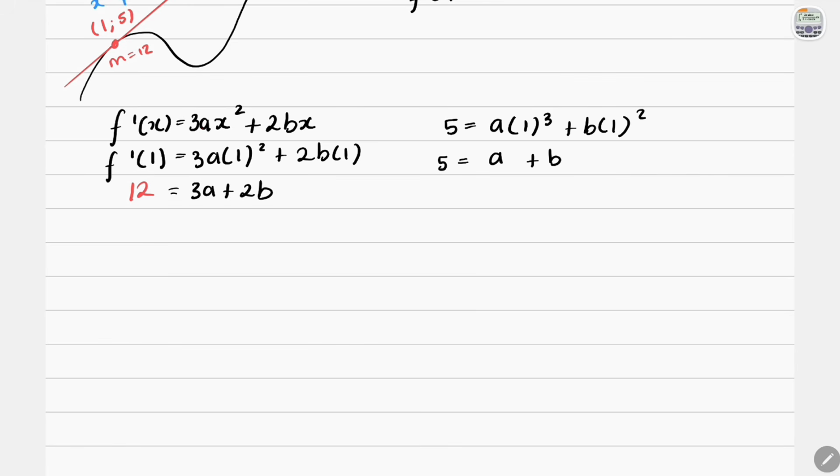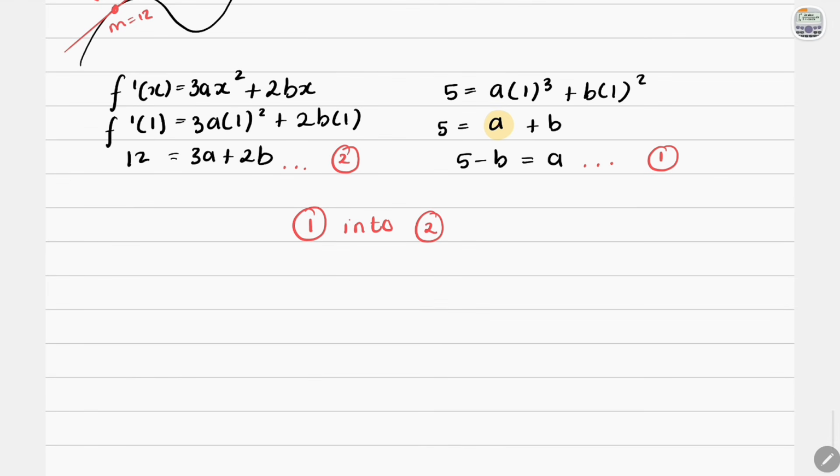Now, at this point, you can decide how you want to solve for this simultaneous equation, because that's what it is. It's a simultaneous equation. Okay. So I'm just going to solve for this by making something the subject here. So I'll go ahead and make a the subject. So leave a on this side, and we're going to transpose b. So this is 5 minus b. And now I'll go ahead and call this my equation 1, and this one my equation 2. So we're going to substitute equation 1 into equation 2 so that we can solve for b first.